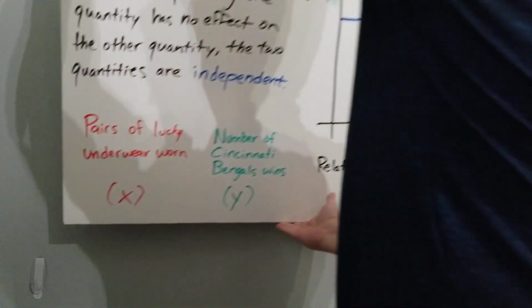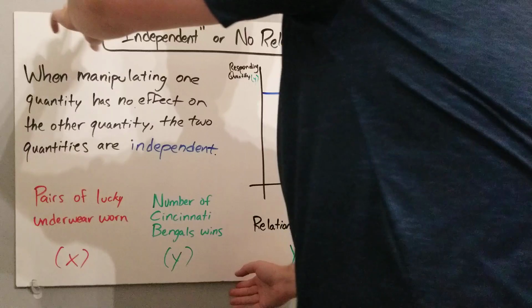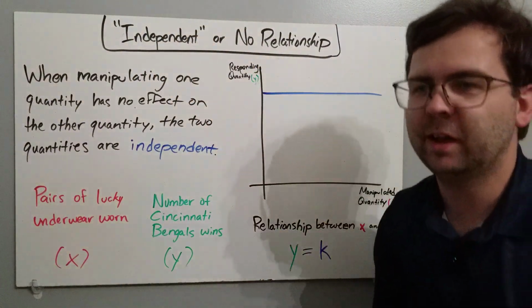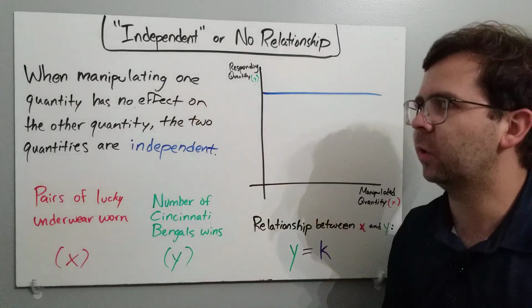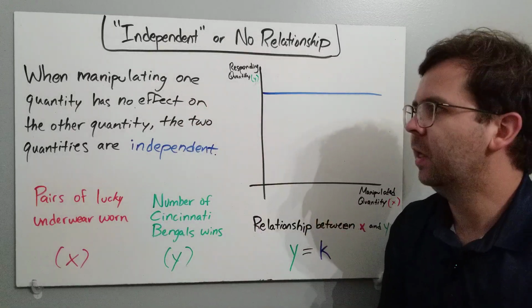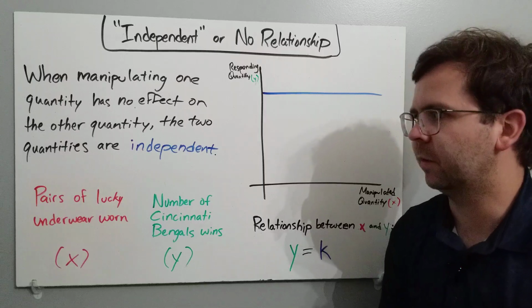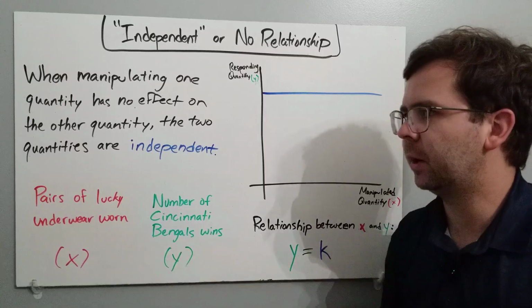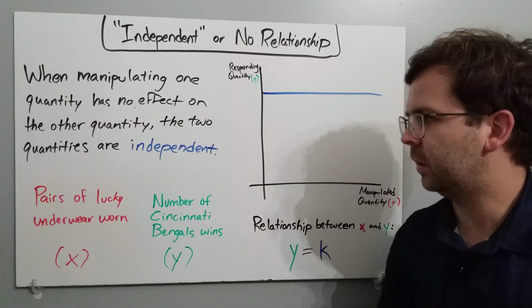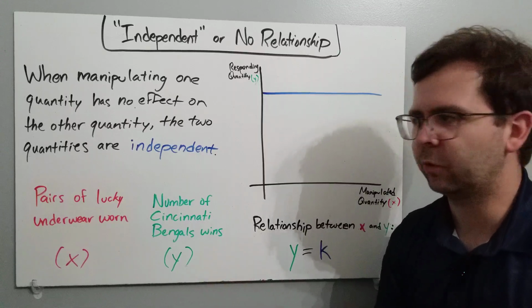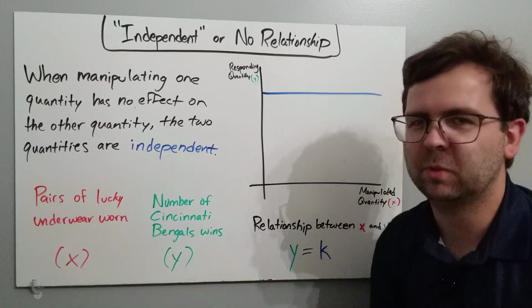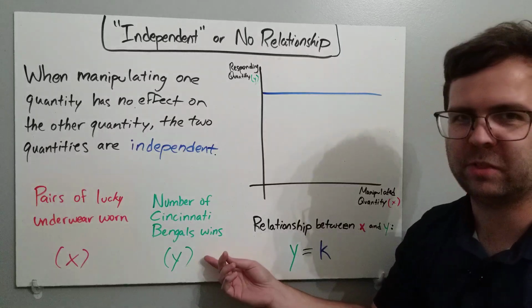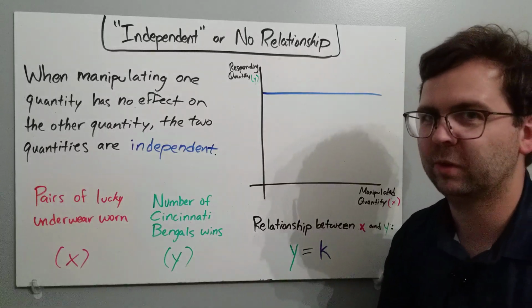discovery we might make when testing out different quantities in nature, and that is to discover that they actually are not related. We call this an independent relationship. They're independent of one another. So when you manipulate one quantity and it has no effect on the other one, then these two quantities are independent of each other. So an example of this would be the pairs of lucky underwear worn and the number of Cincinnati Bengals wins. So whether or not you like it, the amount of lucky underwear you wear does not affect the number of Cincinnati Bengals wins, or at least it shouldn't.